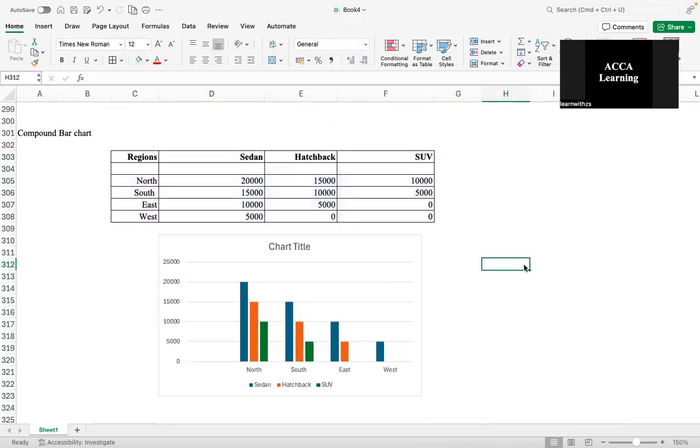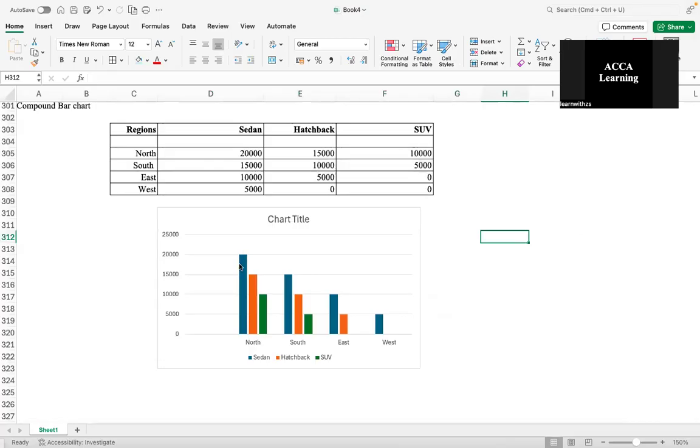Have a look. Now, instead of showing bifurcations in one particular bar, they have shown one region with 3 different bars of colors. In one region, you have a sedan, you have hatchback, you have SUV of 20, you have 15, and then you have 10, right? Same way for south, they've shown you 15,000 of sedan, 10,000 of hatchback, and 5,000 of SUV. Since there's nothing in west, there is nothing. All right.